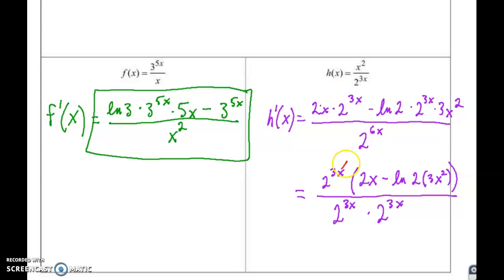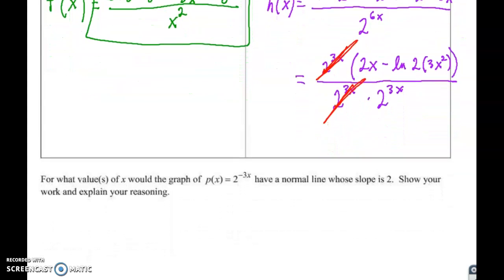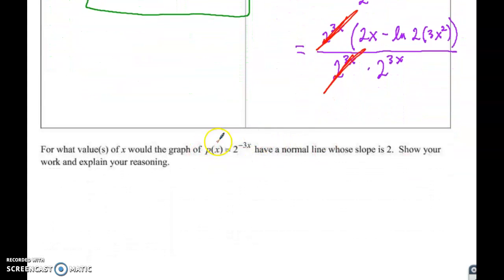But you don't have to do everything I do. Something like this should be about your answer. So this next problem is a little bit interesting, all right? Because they were asking for the value of x where the normal line would have a slope of 2. Well, if the normal line has a slope of 2, what does that mean for the tangent line? Well, the tangent line is perpendicular to it, so it would have a slope of negative 1/2.